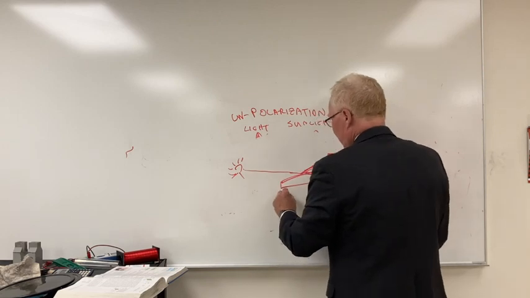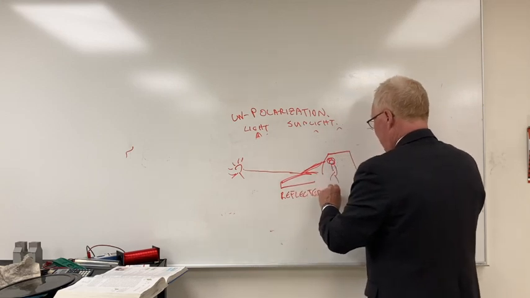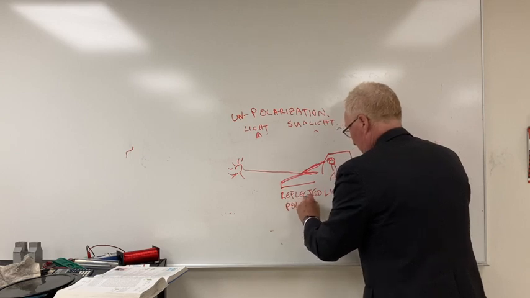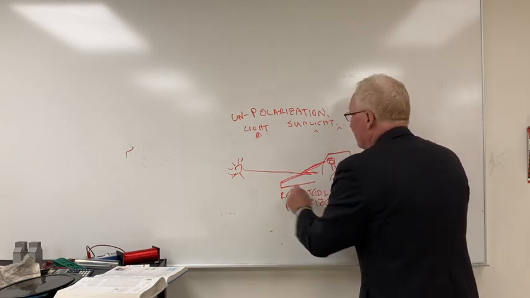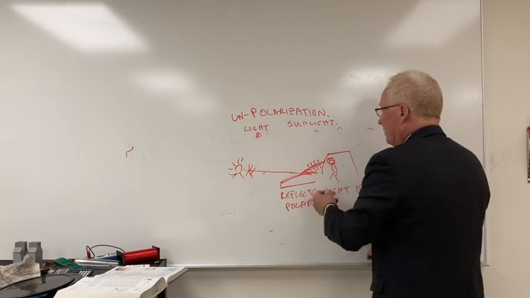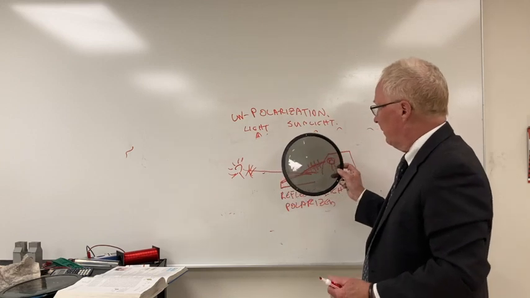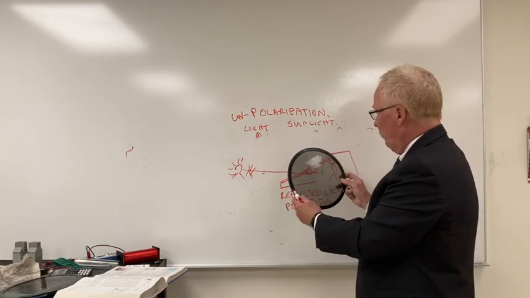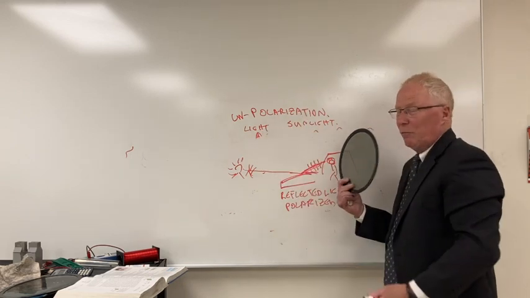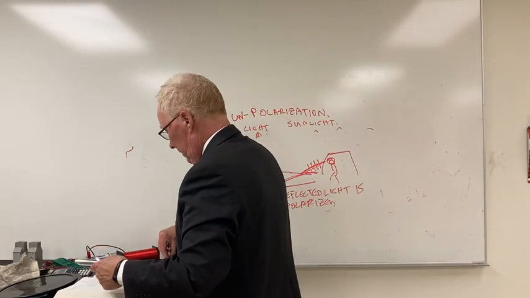But it turns out reflected light is polarized. Sunlight is unpolarized, but when it reflects off a surface, it's polarized in one direction. So if you wear polarized sunglasses, you will block that reflected glare but still be able to see everything else. The only thing that will be blocked will be the glare.